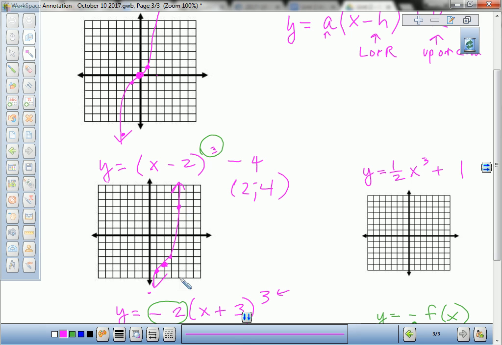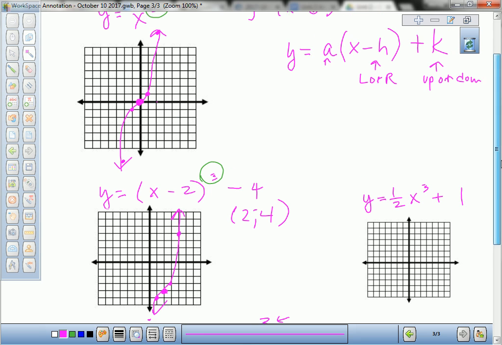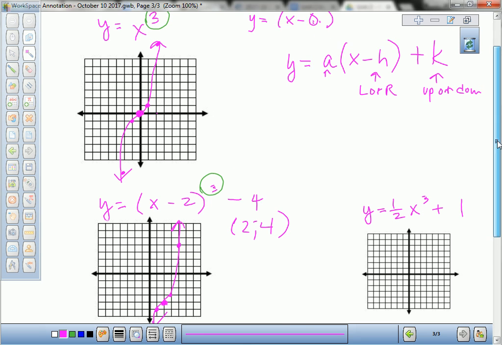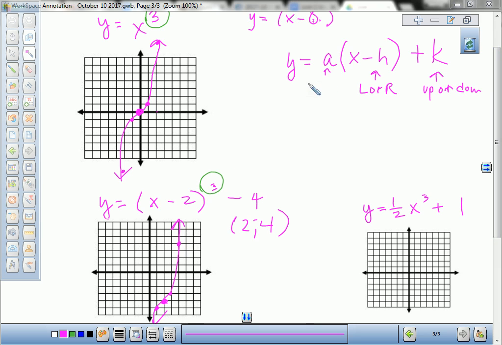Yes, sir. Can you scroll up a little bit to the formula? I sure can. So I said out loud that if it's positive or negative, that tells you about the reflection, if any. If it's negative, there's a reflection. And if the absolute value of A is greater than 1, it's a stretch. If the absolute value of A is between 0 and 1, then it's a compression.